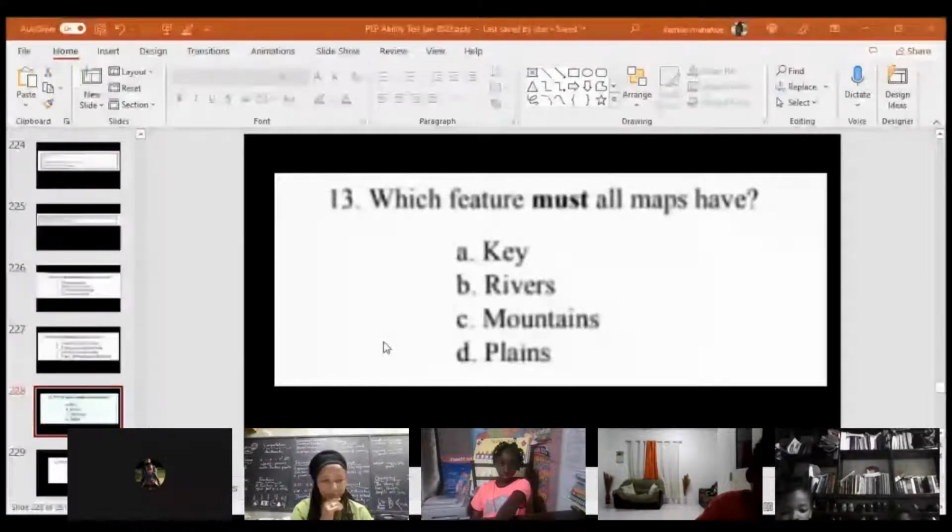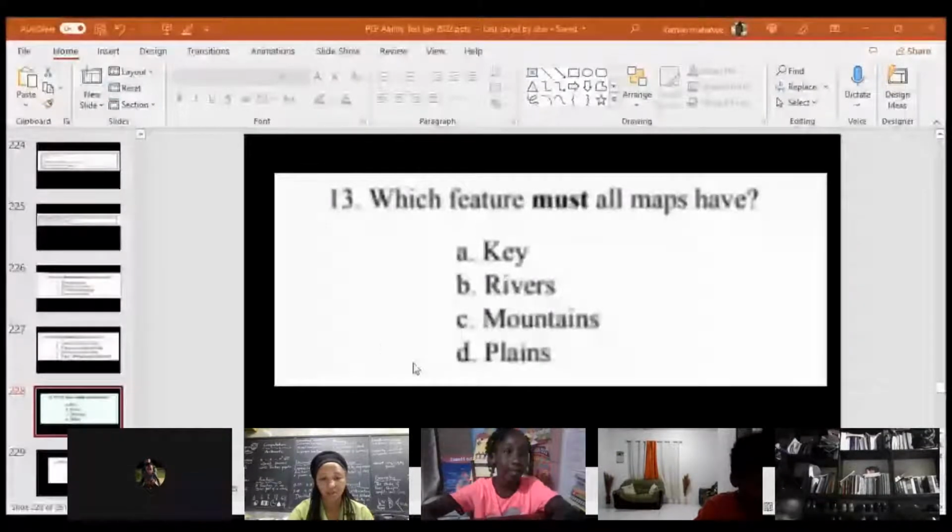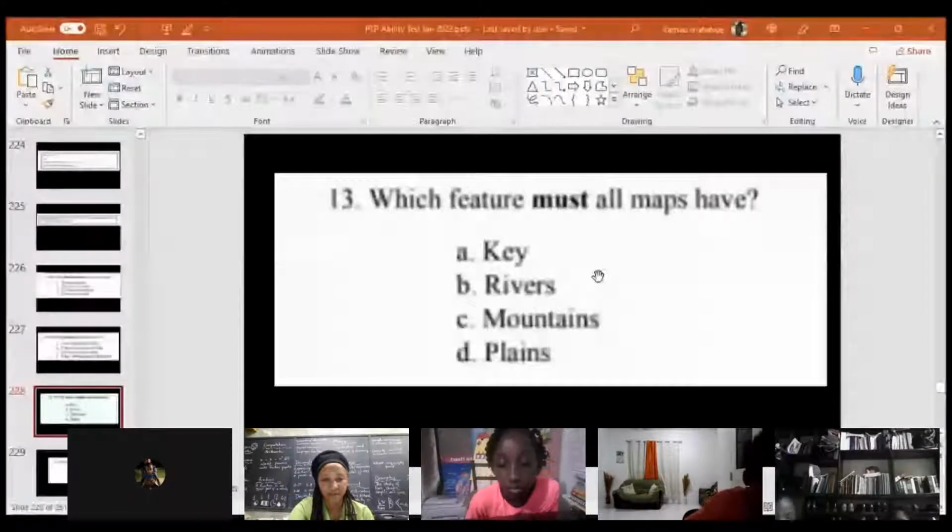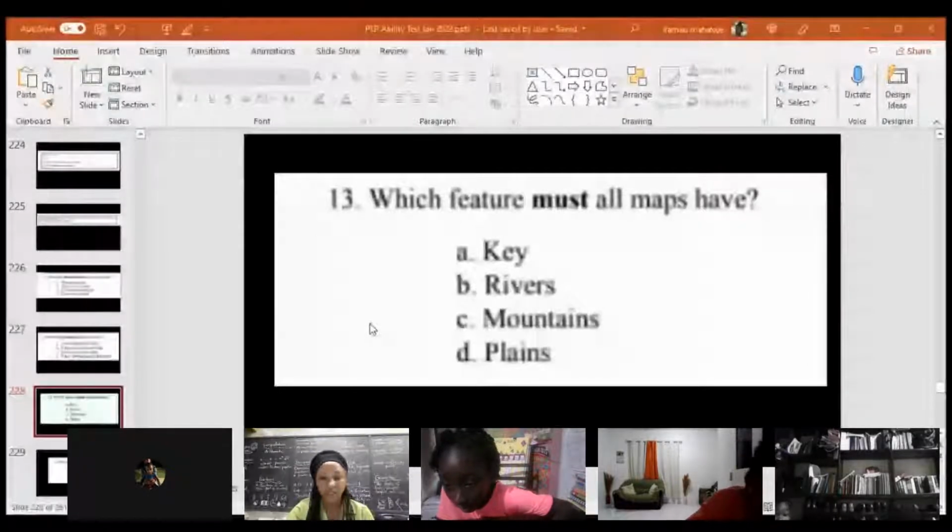What do you say? This is a key. That's correct. Not all maps have rivers or mountains, but every map should have a key. Only physical maps have rivers, mountains, and plains, but every map has a key. That's correct, Shelly. So, that's answer A. All right. Continue now. Jaden.